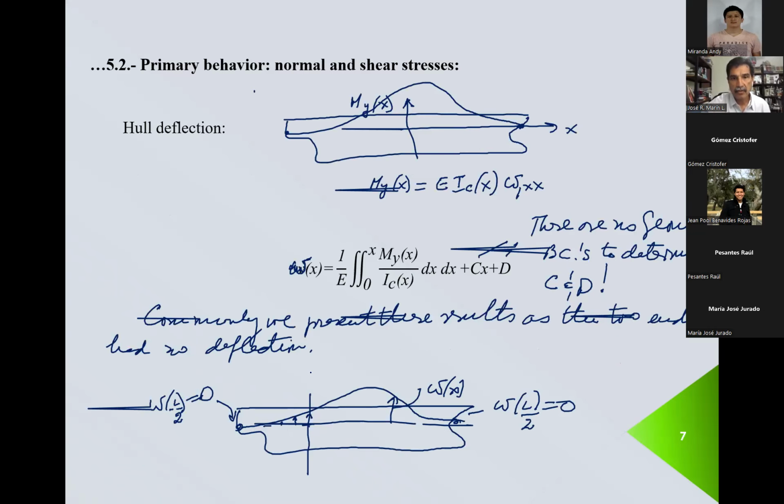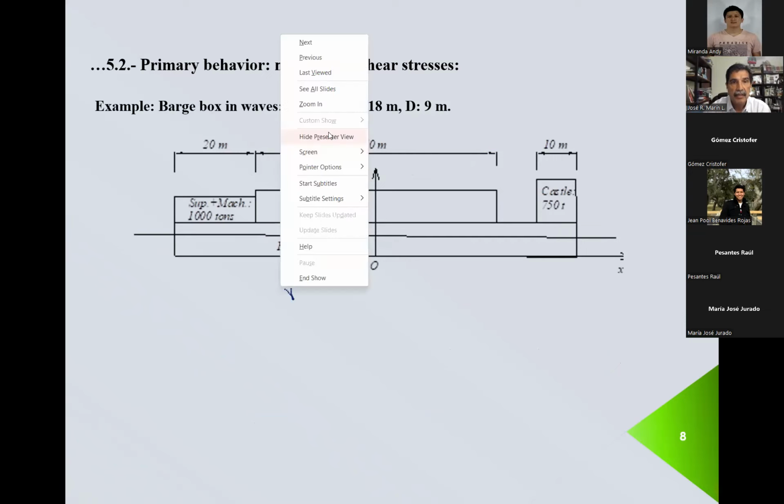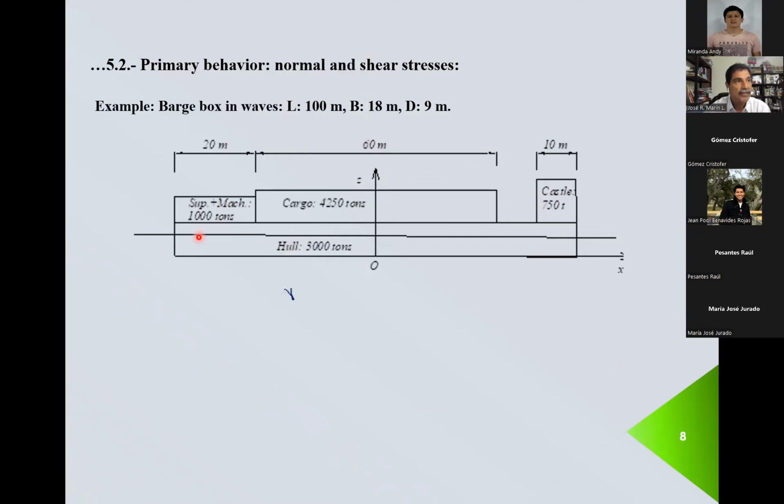Okay, so that's that. Now, this is the example that I was mentioning. This is the example that you have to complete for your assignment. Okay, let's suppose that we have a box barge. That means that it's a box, so the block coefficient is 1, section coefficient is 1, prismatic coefficient is 1. So it's just bang, bang, bang.